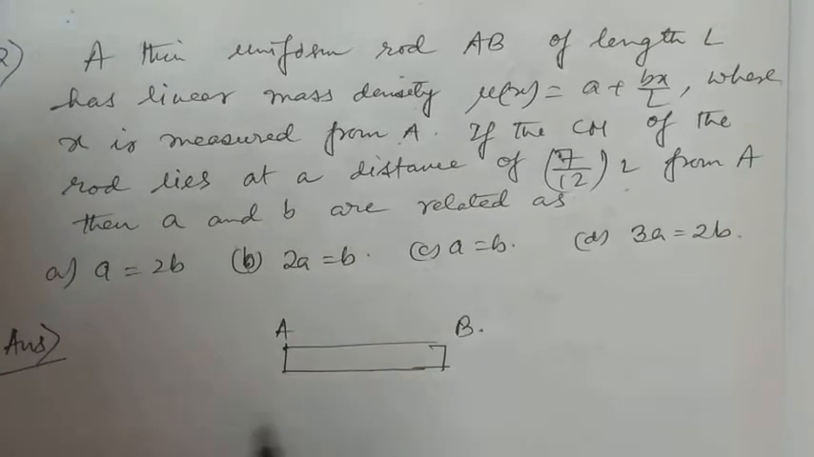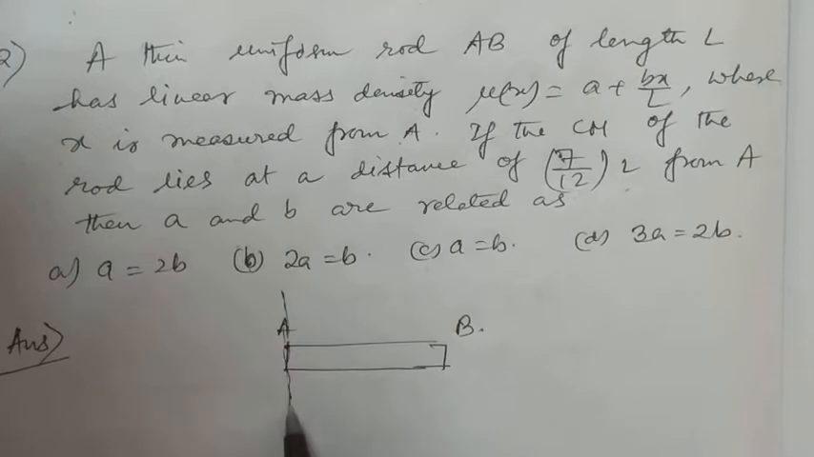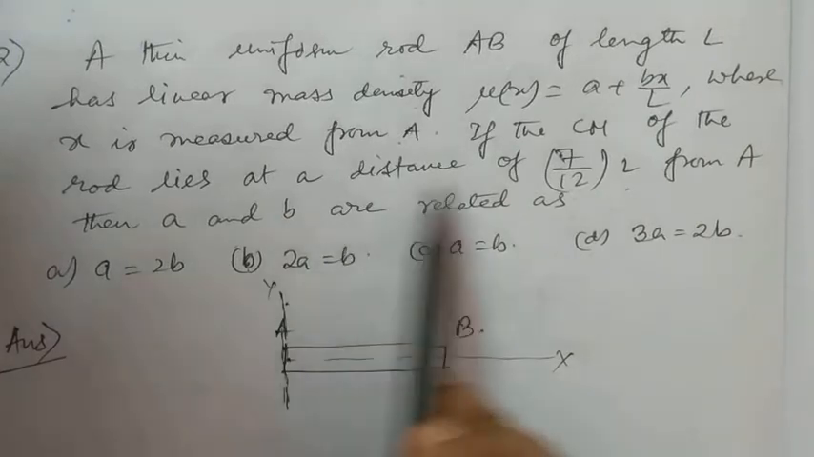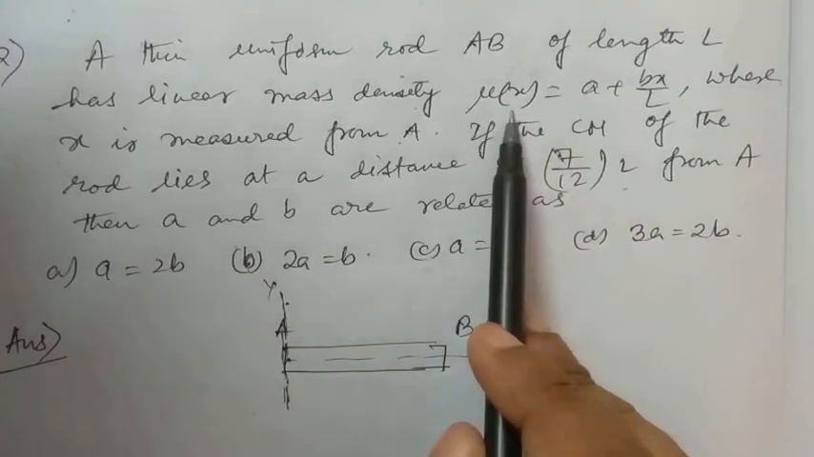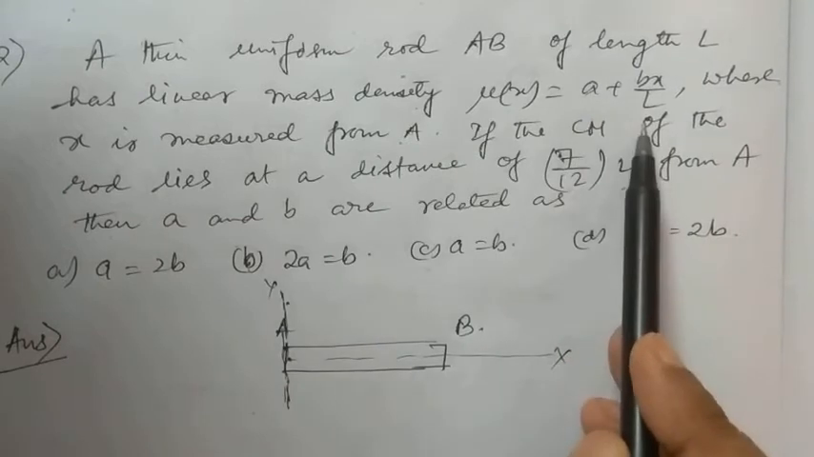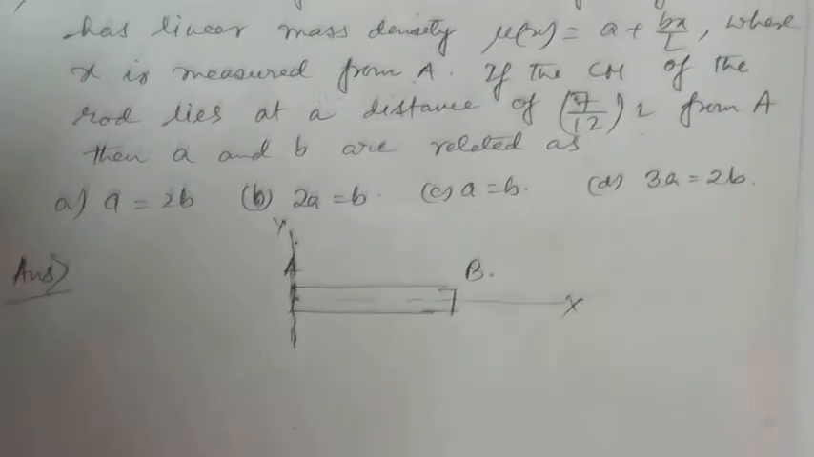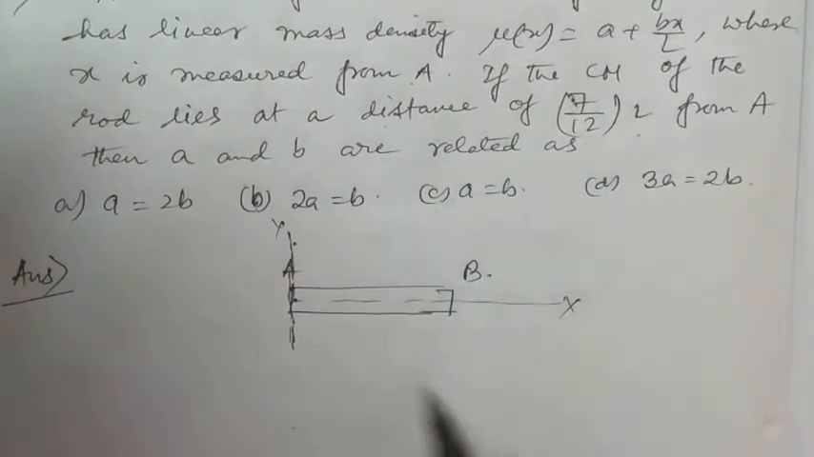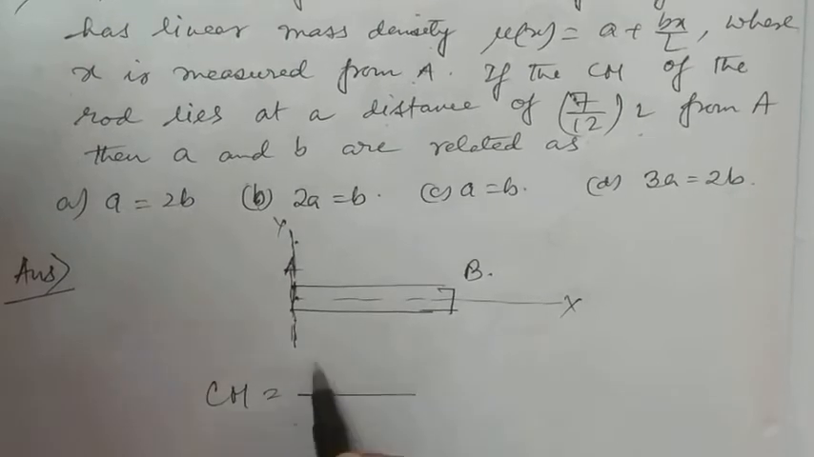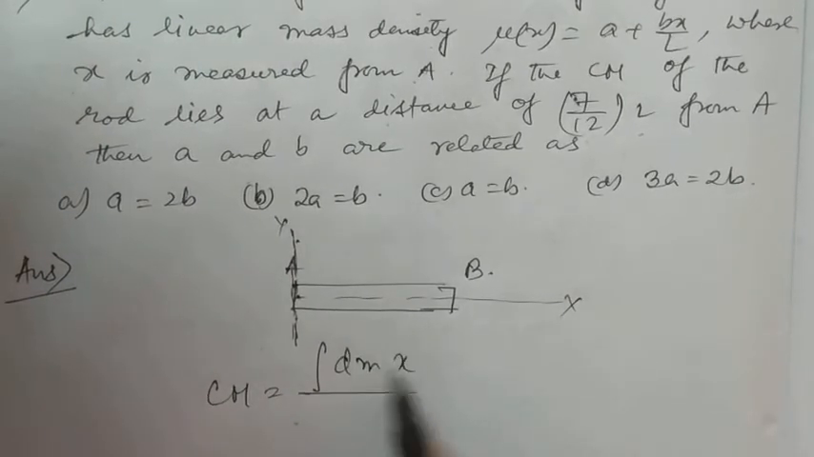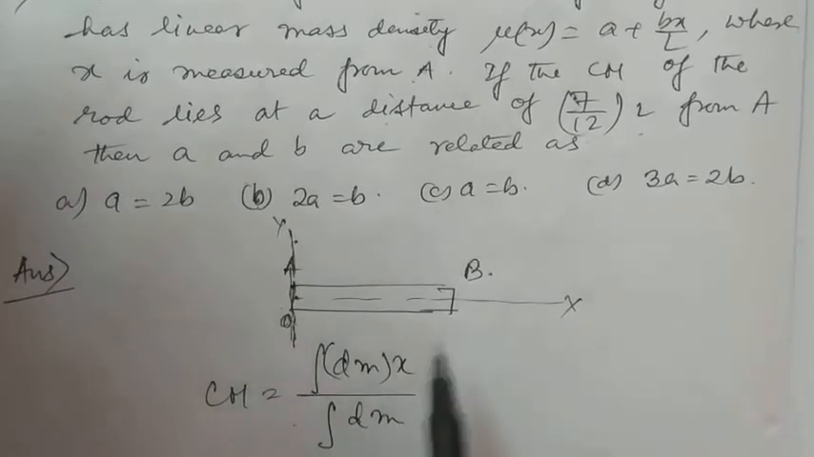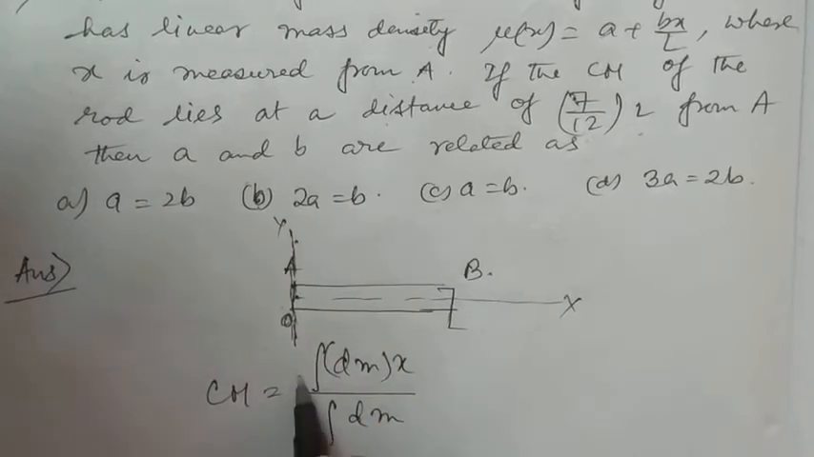If we take the y-axis here, and the x-axis along the rod, the mass per unit length, that is linear mass density, is a plus bx by L. So straightforward we move into the formula of center of mass, because they have given that the center of mass of the rod lies at a distance of 7 by 12 L. The formula for center of mass we know: integral of dm x divided by integral of dm, from length 0 to length L. Both integrations will have a lower limit of 0 and an upper limit of L.